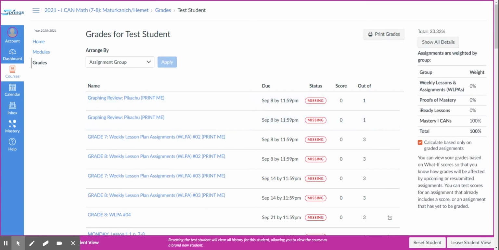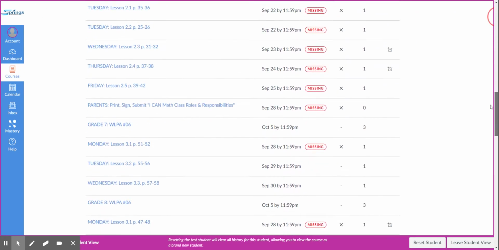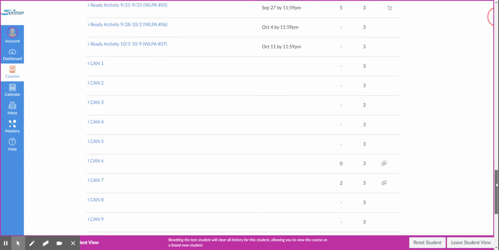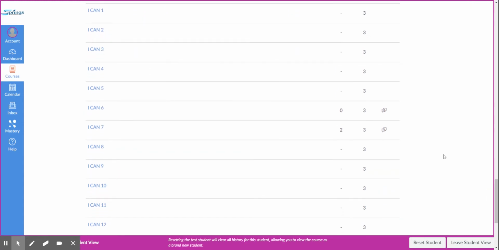And what you're not going to do is look at this total score up here, because that's useless. That's what you would look at for a traditional grading system, but we're not using a traditional grading system. We have the grades split up into their different skills called ICANNs, so all of their grades are actually under this category, Mastery of ICANNs. So you want to have it arranged by assignment group, and then go straight down towards the bottom. And these are their actual grades.